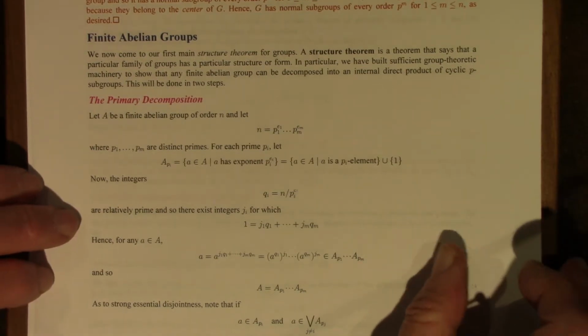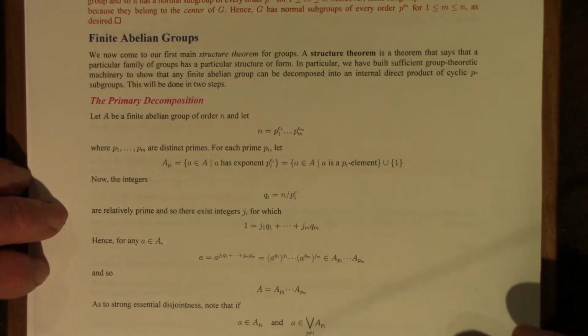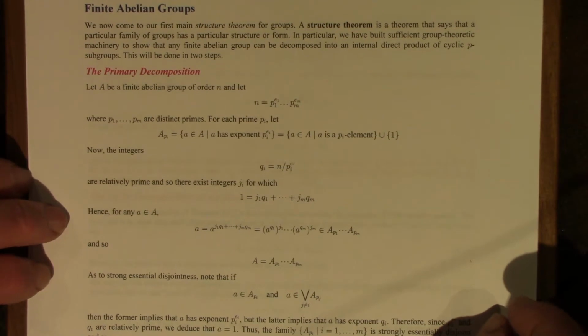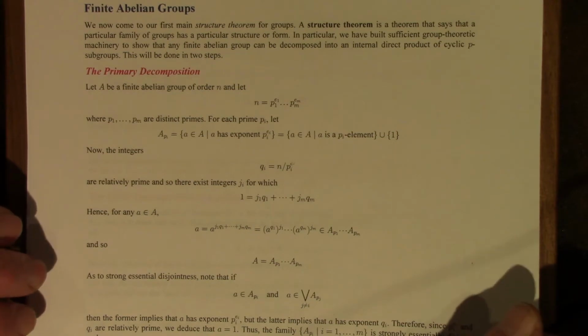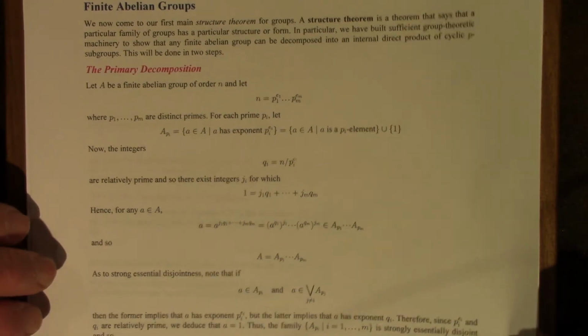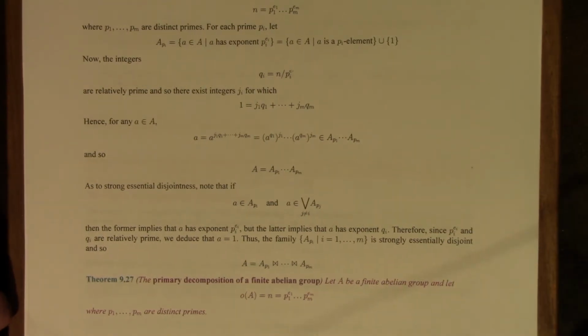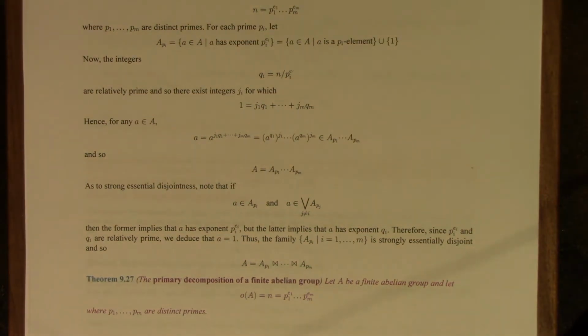We will see that any finite abelian group can be decomposed into an internal direct product of cyclic p-subgroups. And we're going to do this in 2 stages. First comes the primary decomposition, and then will come the primary cyclic decomposition. The primary decomposition is relatively straightforward. The other one is rather more subtle.